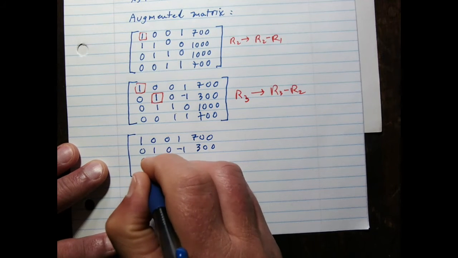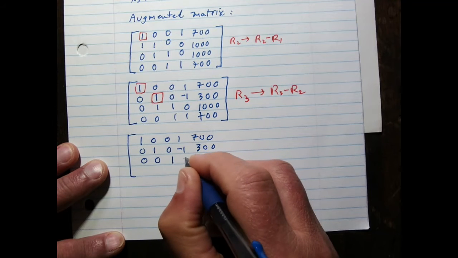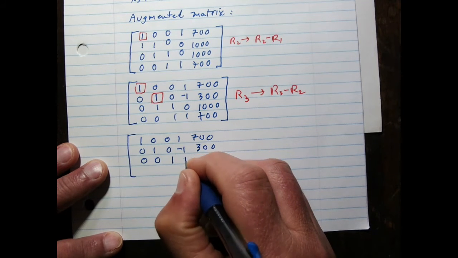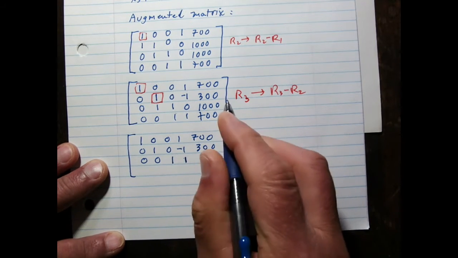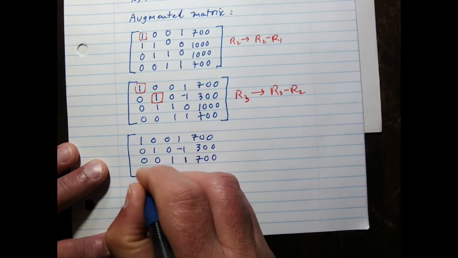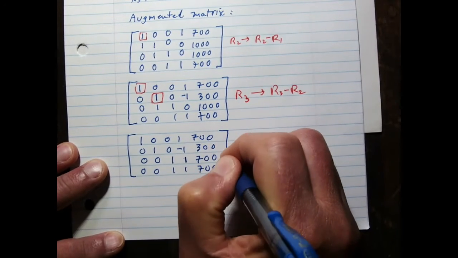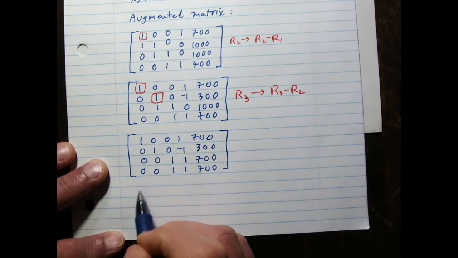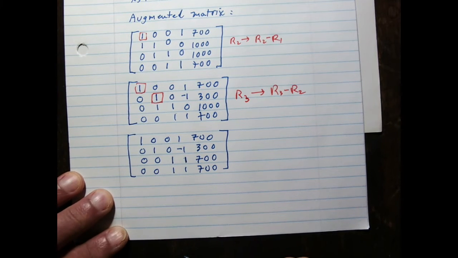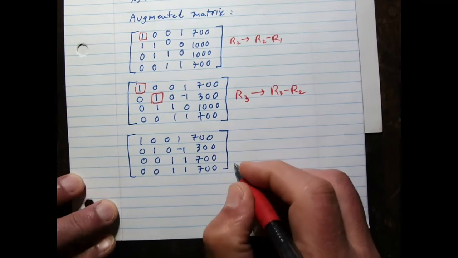So 0, 0. Row 3 minus row 2 will be 1. Now I have 0 minus a negative 1. I'm actually going to get plus 1 here. And I'm going to have 1,000 minus 300 is 700. And actually my second row is all set up now. I guess let's go ahead and just work through this now.